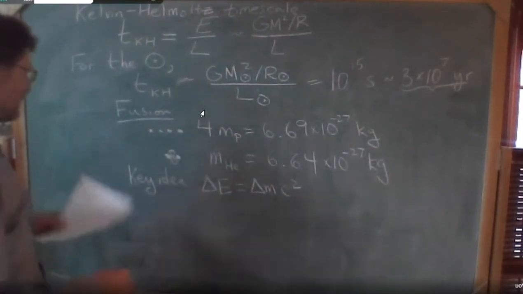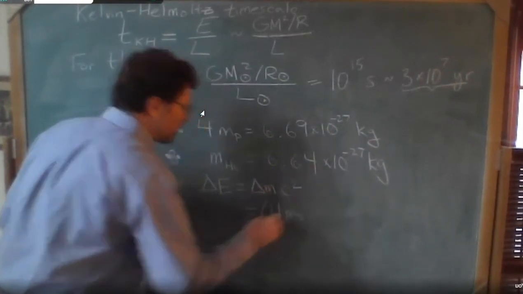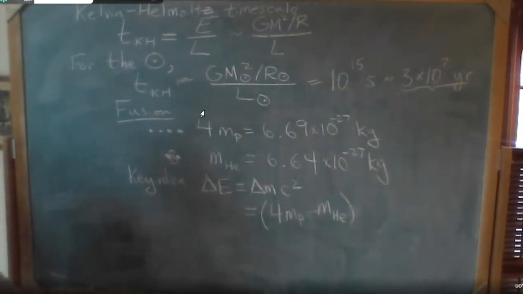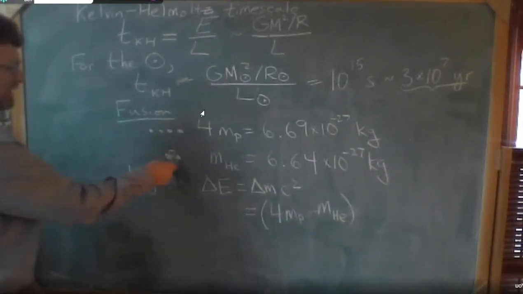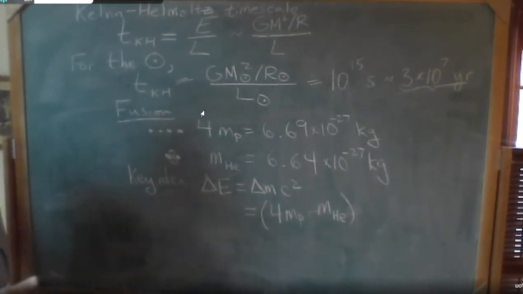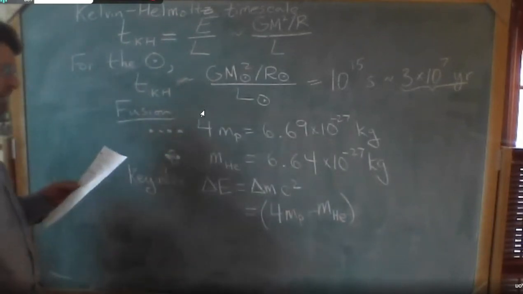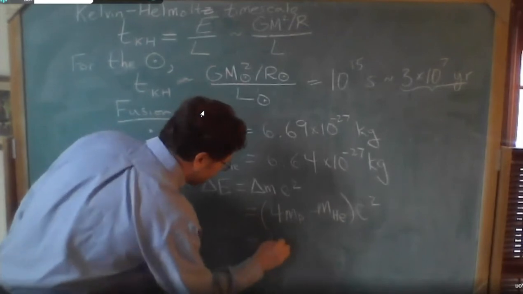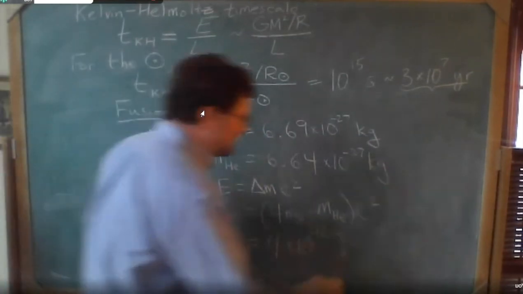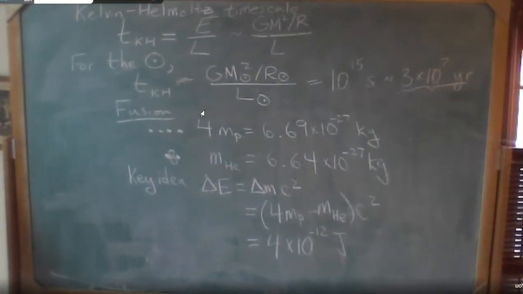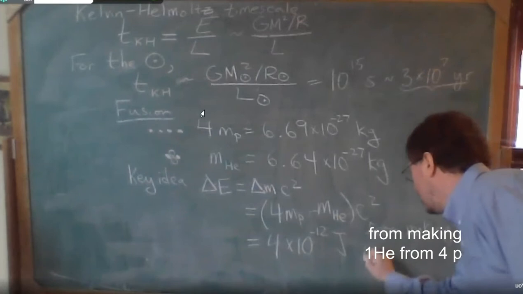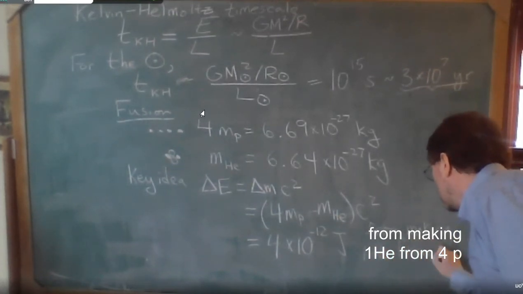In this particular case, we're starting with 4 protons per reaction, and we'll talk about, if not today, next time, in a little bit more detail what the reaction is. There's actually a set of steps that take you from here to here. It doesn't all just happen at once. And there are other things that are involved, like positrons and gamma rays and neutrinos. But there's the change in mass, and we multiply that by c squared. And this is equal to 4 times 10 to the minus 12 joules. That's just from making 1 helium nucleus from 4 protons. So this is the energy release from making 1 helium nucleus from 4 protons.